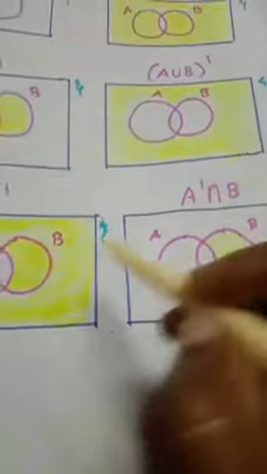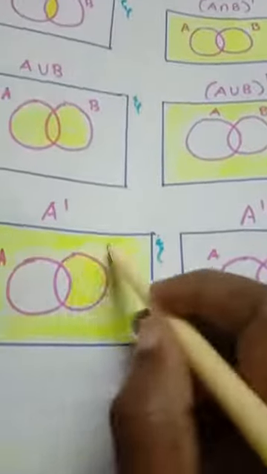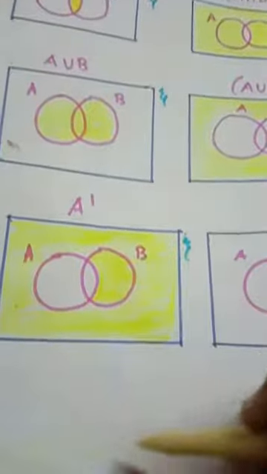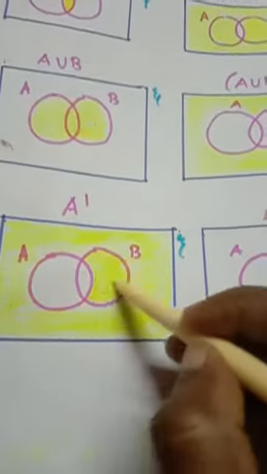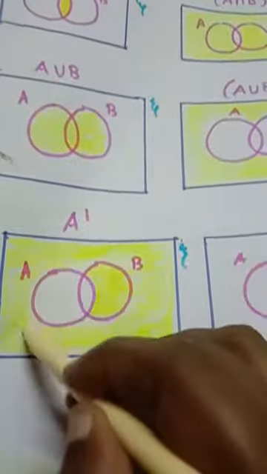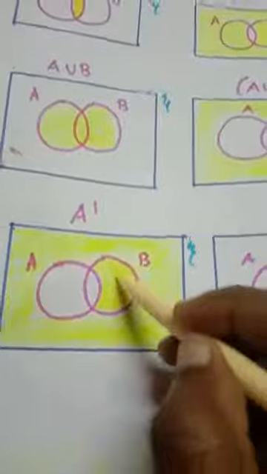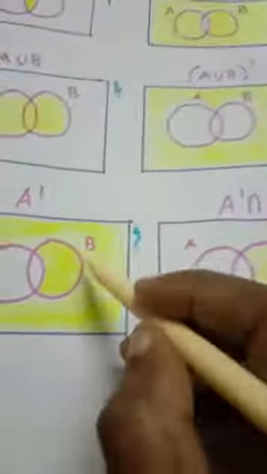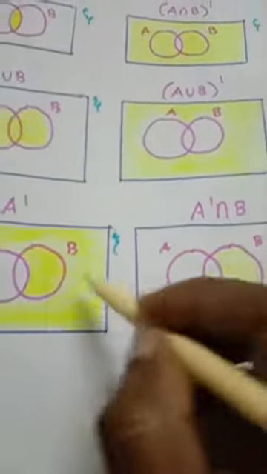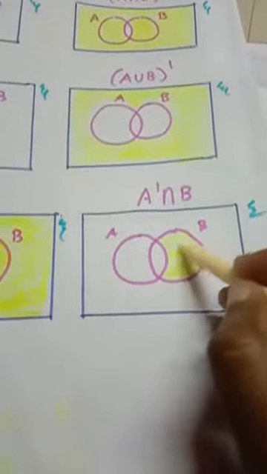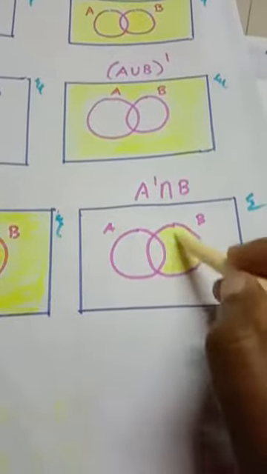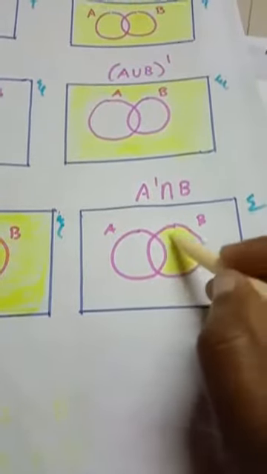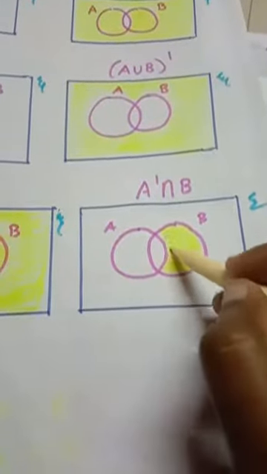A complement intersection B. Intersection means common. Here which is the part common? Yes, this B. A complement means this portion, the universal set and this B. Intersection B again. Intersection means common. So that is B itself. Okay, the common part for A complement intersection B is B itself. Don't forget it, very important.